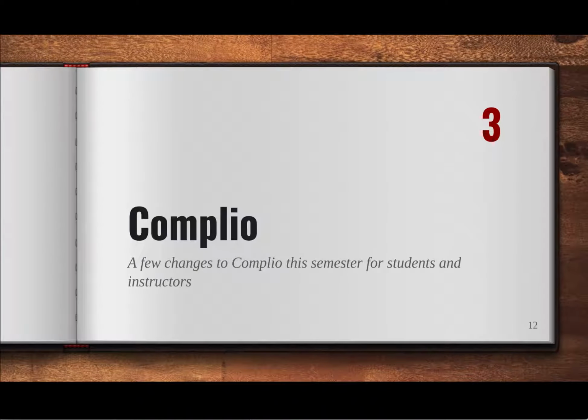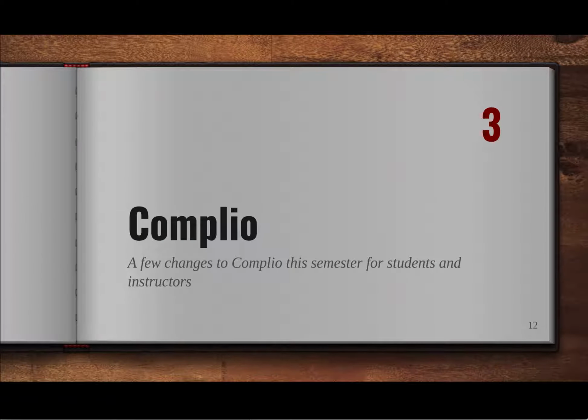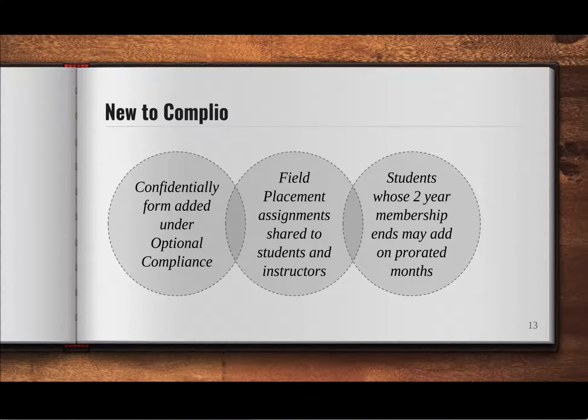Okay, so there are a couple changes on Complio for students and instructors. The first one is we've added the confidentiality form under optional compliance documents. The second one is we're going to try to assign field placements through Complio. This is a feature they have that doesn't match our needs exactly, but I'm going to try to use it, and basically you'll then get a report of where your students are going, and they will get all their contact information. I'm not 100% sure it's going to be in use. Like I said, I'm going to try it, and we're not sure its capabilities are going to match our needs. If I get in and I find it doesn't match my needs, I'm not going to waste any more time on it. But look to possibly get a different kind of reporting this semester.